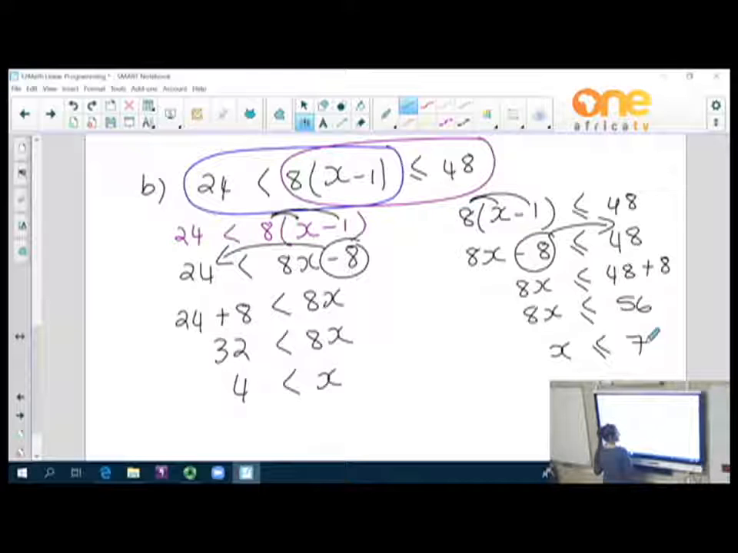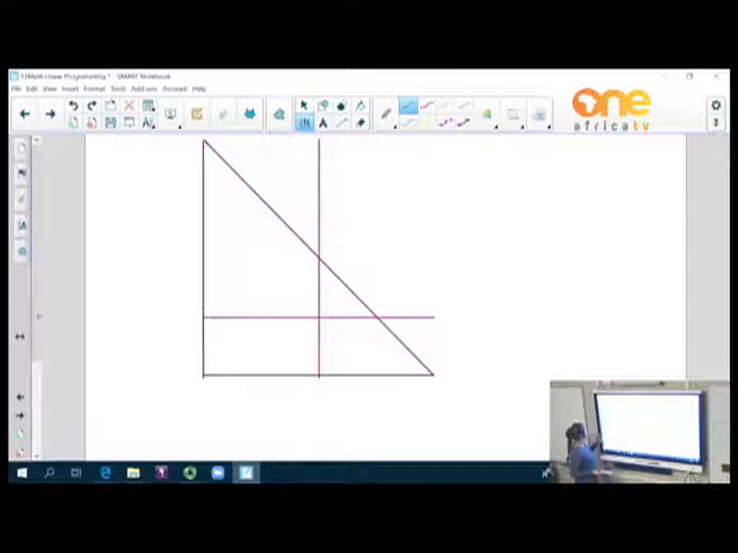Putting this into one inequality, you will be left with 4 is less than x is less than or equal to 7. Then we can go to number 3. I already drew my graph, but let's just look at number A, where you need to express the three conditions.